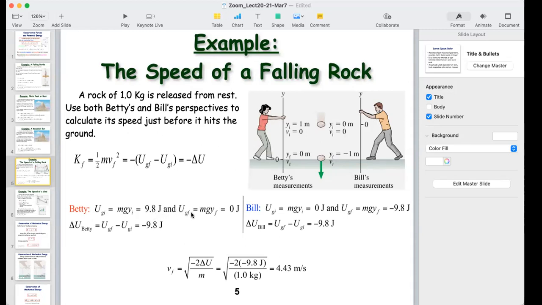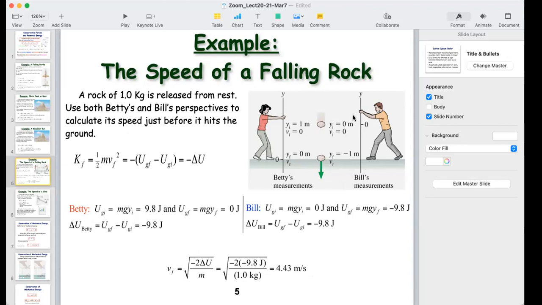Then the final one, as we said before, is 0. So if we do delta U for Betty, final minus initial comes to minus 9.8 joule, okay? And if we want to calculate the velocity, v final is equal to the square root of minus 2 delta U divided by m. So minus 2 times minus 9.8 joules divided by 1 kilogram. Minus and minus becomes a plus. Then you do this calculation and you find 4.43 meter per second.